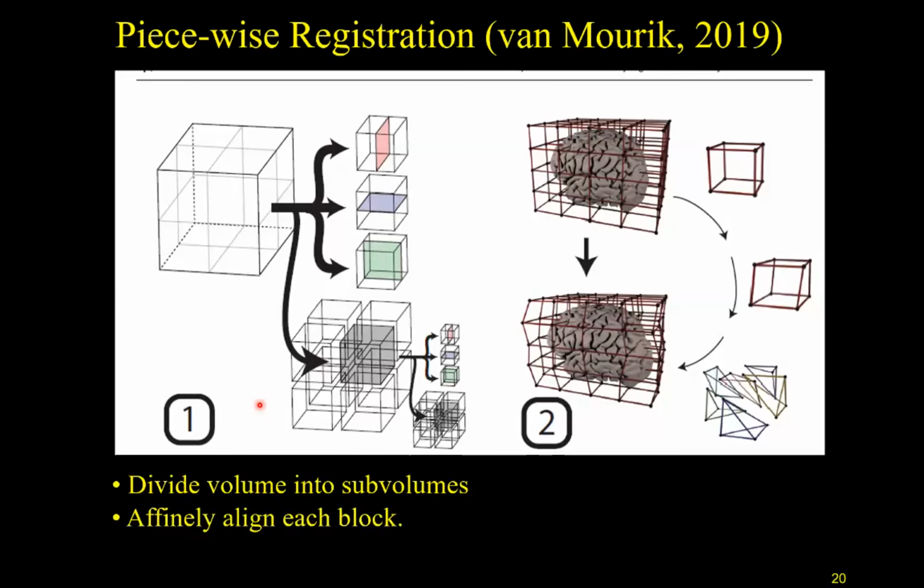Another way around this would be to do this piecewise registration, as Van Morik suggested. Basically, you're just dividing the fMRI volume into subvolumes and then doing rigid or affine registrations within there, and then putting it all together to sample your surface on.